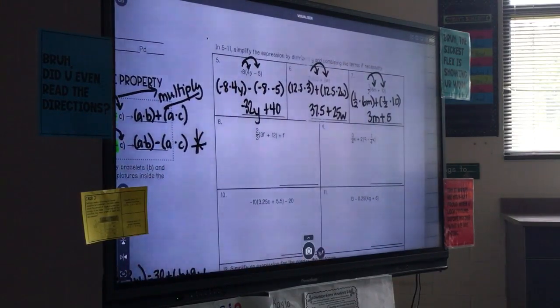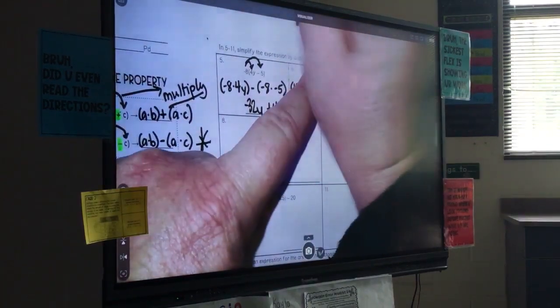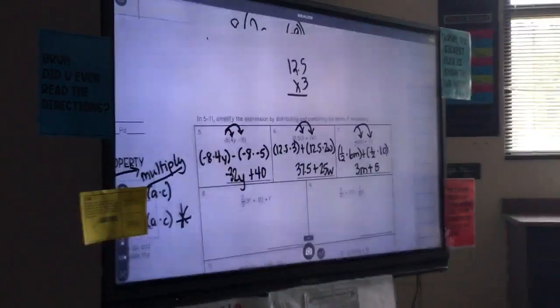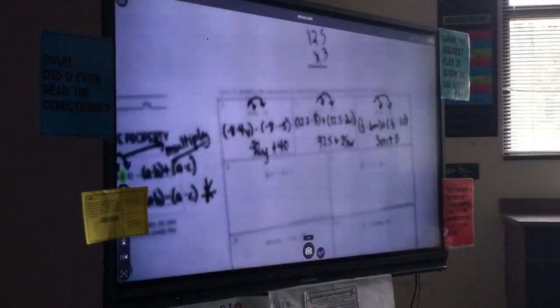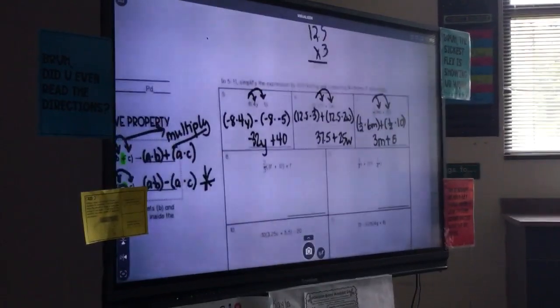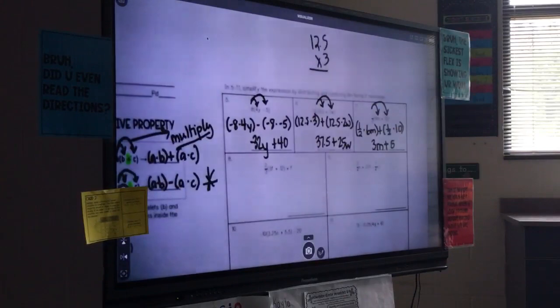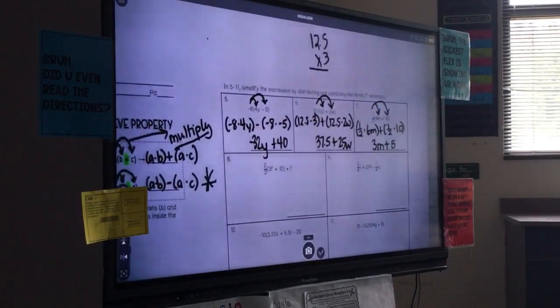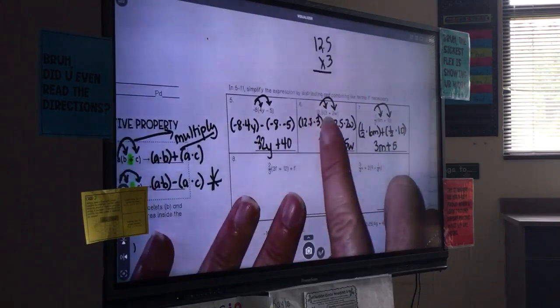What I mean by showing your work is putting your parentheses, showing me that you are doing distributive property. All right? Showing me that you know how. That's what this lesson is about. This lesson is not about your ability to multiply. This lesson is not about your ability to add or subtract. This is your ability to distribute a number in correctly.